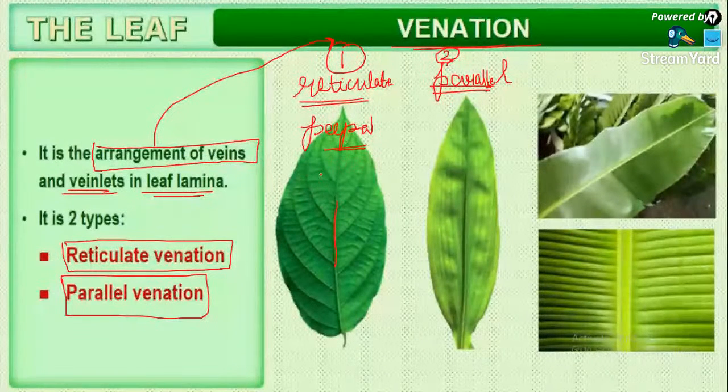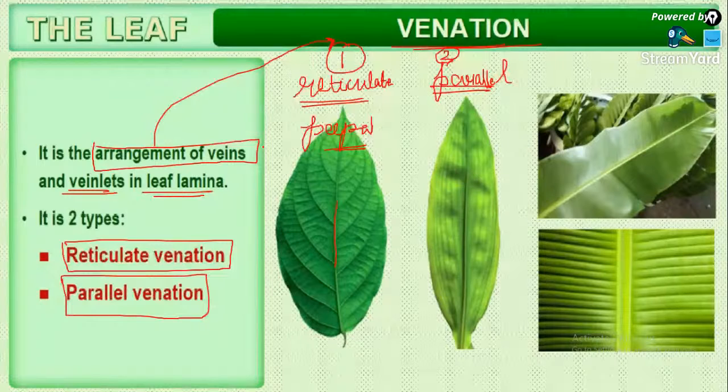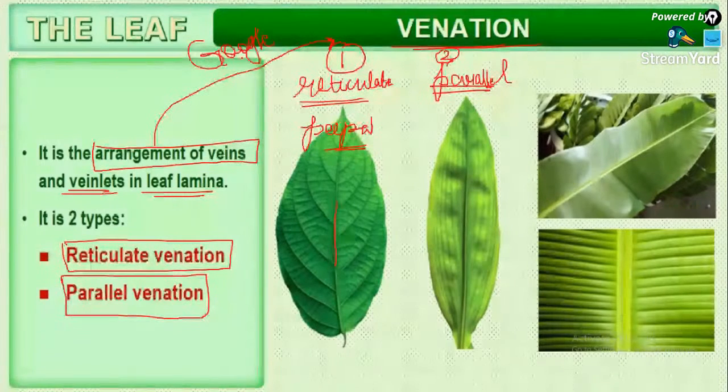Let me check whoever shares the diagram of a peepal leaf today itself. I don't want the diagram from Google. If anyone has a peepal tree nearby, please collect the leaf and share it in the group.